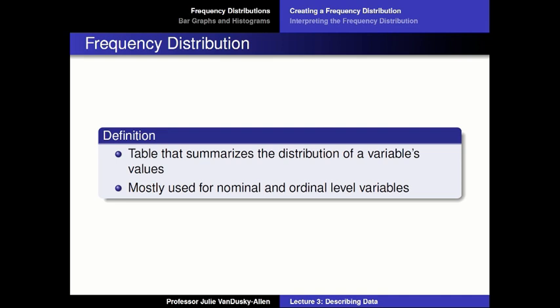A frequency distribution is a table that summarizes the distribution of a variable's values. It tells us how many observations take each value. It is mostly used for analyzing the distributions of nominal and ordinal level variables. Recall that nominal and ordinal level variables divide observations into categories, such as support, do not support a candidate, or Republican, Democrat.